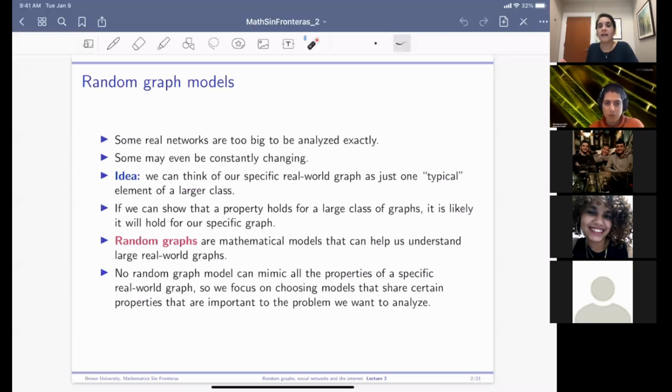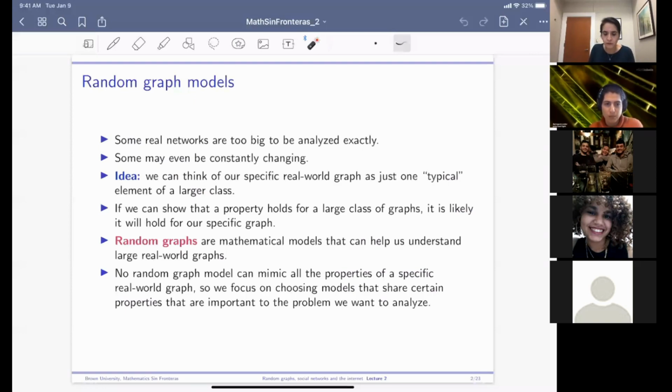Whatever it is, things are changing so much at a scale that maybe what we're interested in is not the specific instance of the graph, but the general properties of what could be many different graphs from one moment to another. When the size of the graph is very large, this is something we can accomplish using a random graph model. And that's what I'm going to be talking about today.